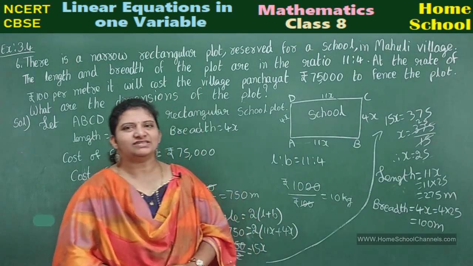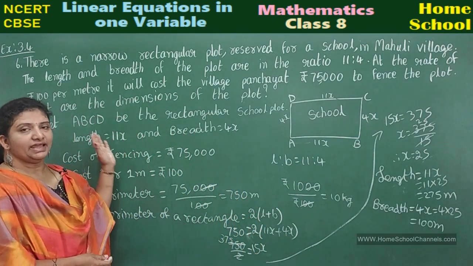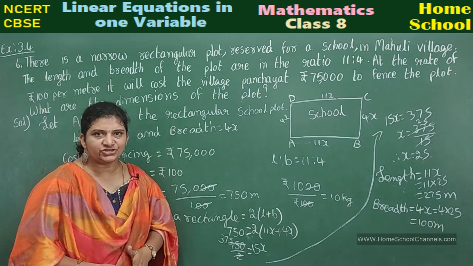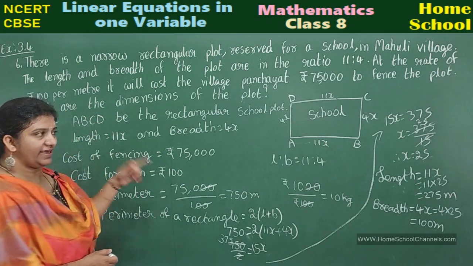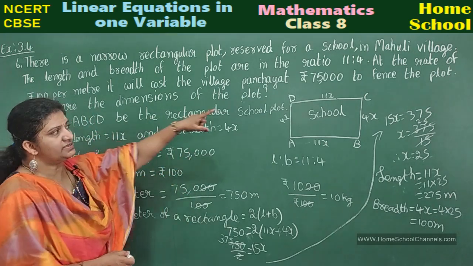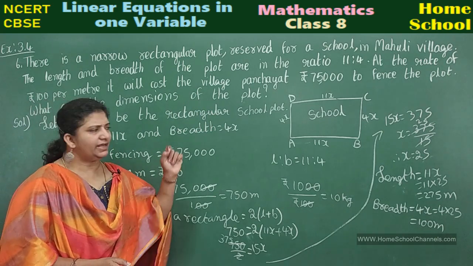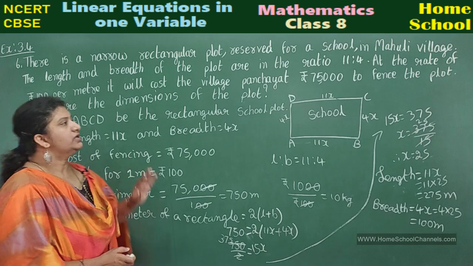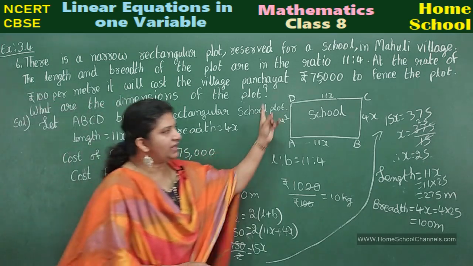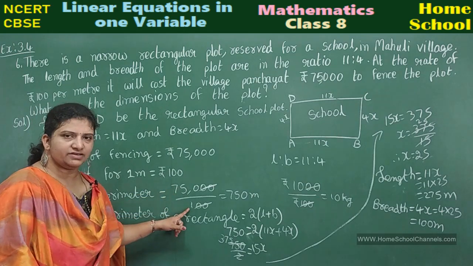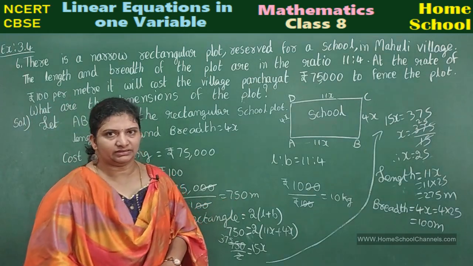Okay, let's see once again. See here, there is a rectangular plot in Mahuli village. It is to be fenced. Fencing cost of this rectangle is 75,000. And each meter cost is 100 rupees. Okay. So, what is the perimeter of a rectangle means what we have done? We have divided this. We got 750 meters.